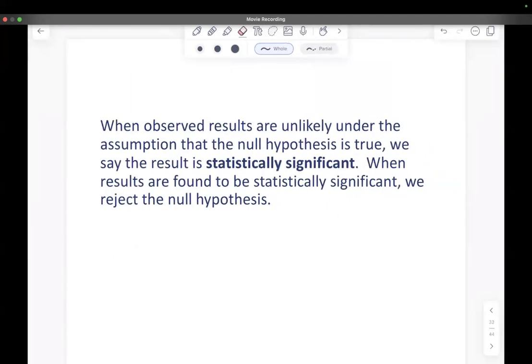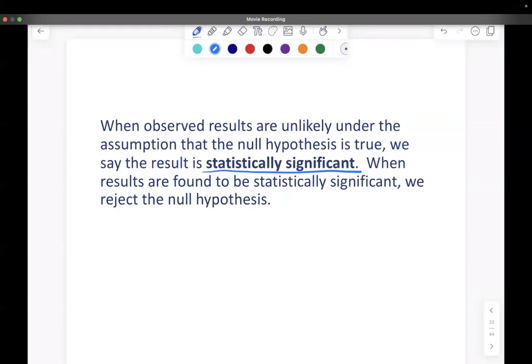So if something is statistically significant, don't worry, you don't have to memorize this. You don't have to reiterate it to me. But if something is statistically significant, we are going to reject the null hypothesis. If I end up with a sample that would be unusual, that is statistically significant. Generally, our rule of thumb is 5%, but really it depends on what your alpha is.